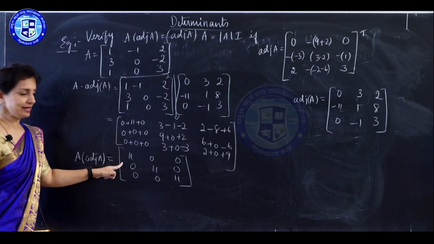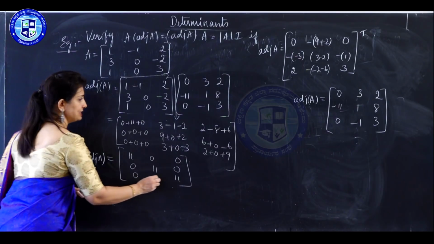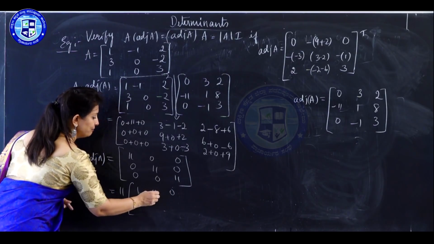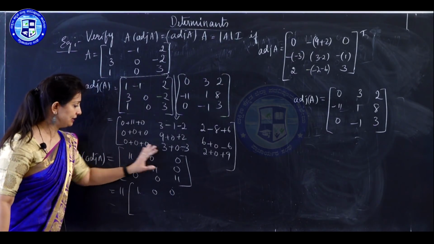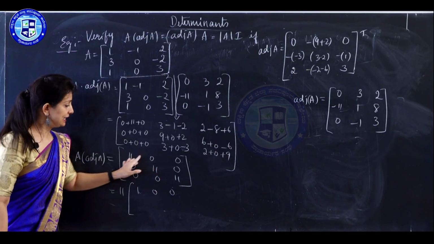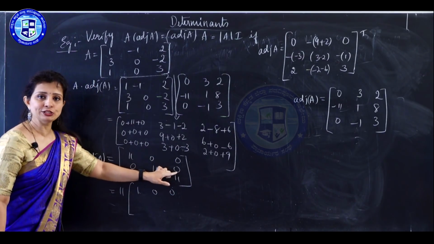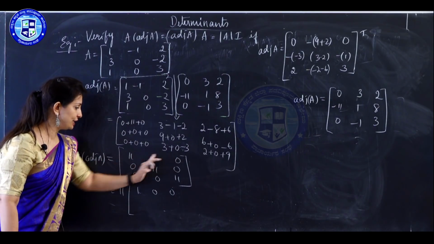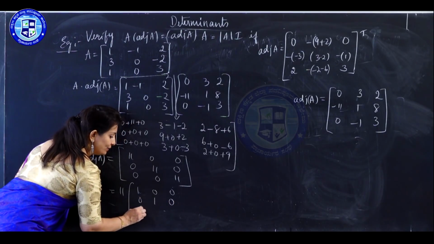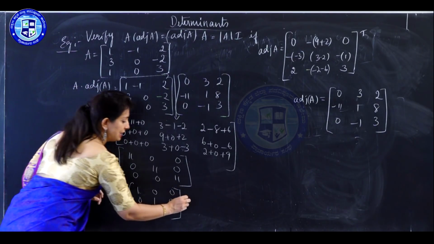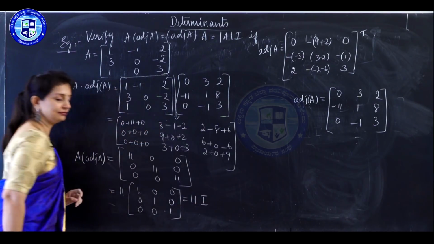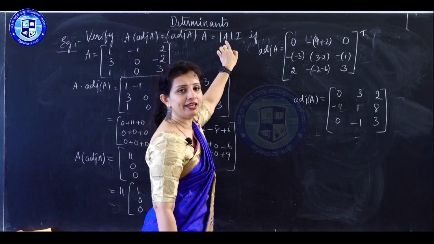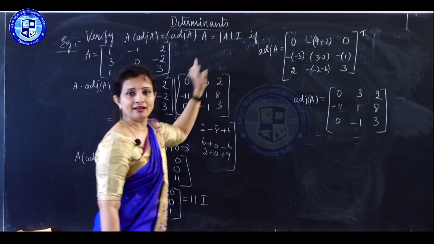So, 11 is a common element. We can take out 11, which can be written as 11 times 1, 0, 0. See, when you want to take out any common factor from the matrix, each number should have the same factor. 0 means any number can be taken out. When this 11 is taken out, we get 1, 0, 0, 0, 1, 0, 0, 0, 1. What is this? 11 times I, 11 times the identity matrix. Now, here we have determinant A equal to 11. So, 11 times I is the same as the RHS.